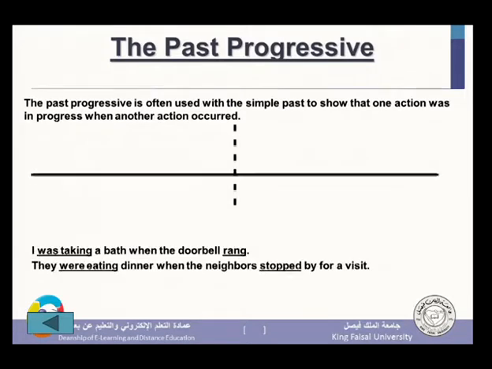Notice, the past progressive is often used with the simple past to show that one action was in progress while another action occurred. I was walking in the park. This is an action in progress when another action occurred. I saw the dog. So part of the sentence is in the simple past, I saw, but the other part is in the past progressive. In other words, the action was being done at that given time, but all of which was in the past. Another example, I was taking a bath when the doorbell rang. The doorbell rang while I was doing something, which is taking a bath. Or they were eating dinner when the neighbors stopped by for a visit.